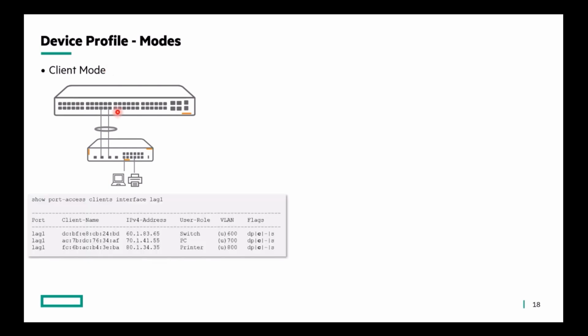If you look here, when we do show port-access clients interface lag1, it will list all the end devices connected to the main access switch. First is the switch, next is the PC, and then the printer, and the mode is set as C, which means client mode.